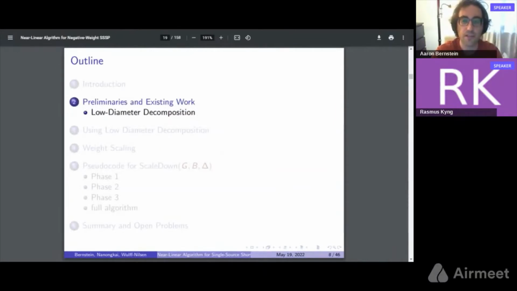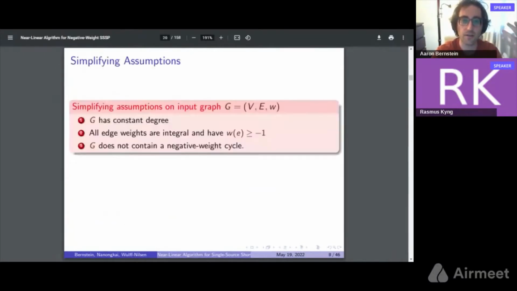Let's start with some basic preliminaries that we need to get our result. First off, some simplifying assumptions. We're going to assume that the graph has constant degree, that all the edge weights are integral, that all negative edges are exactly -1, and that the graph doesn't contain a negative weight cycle. This is actually without loss of generality. We show you can always reduce to this case. The reductions are pretty simple.